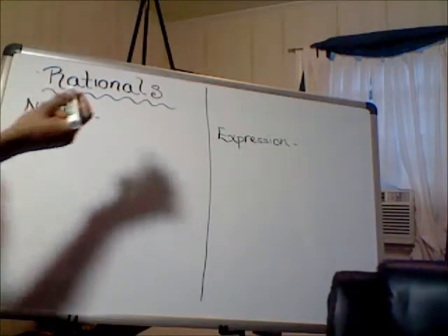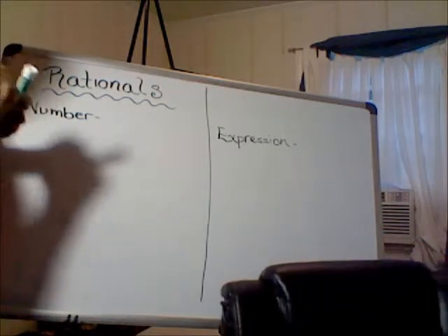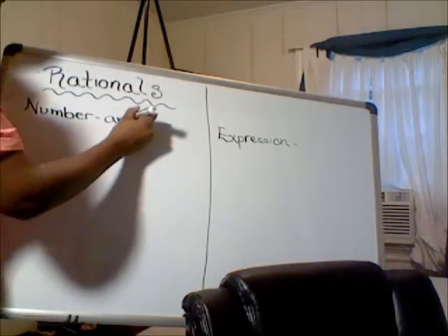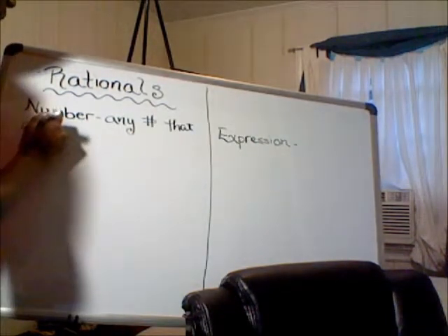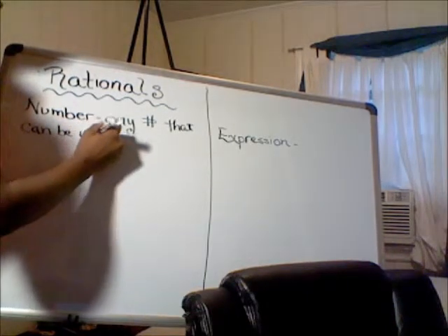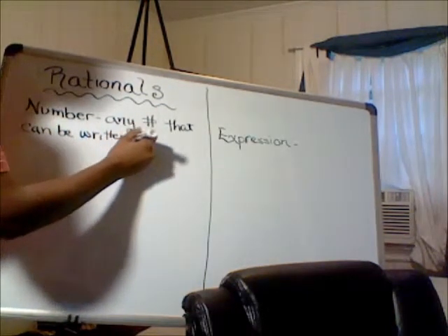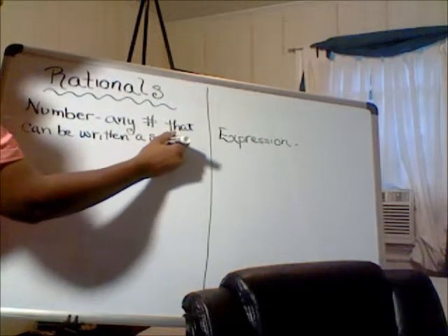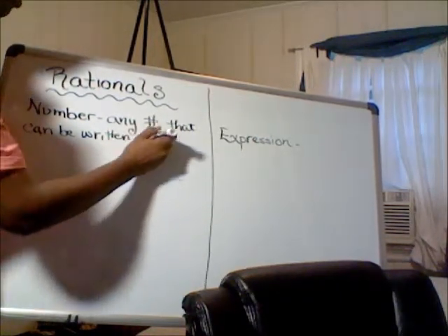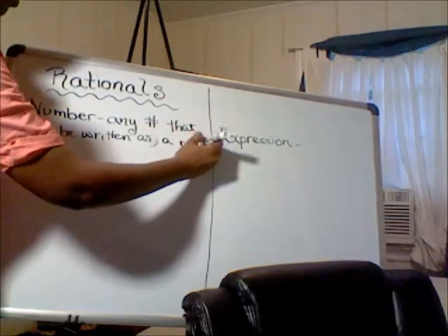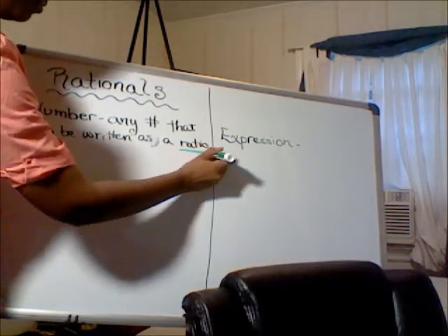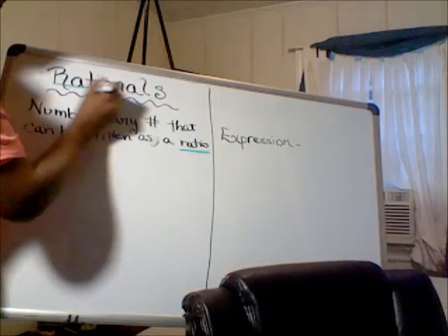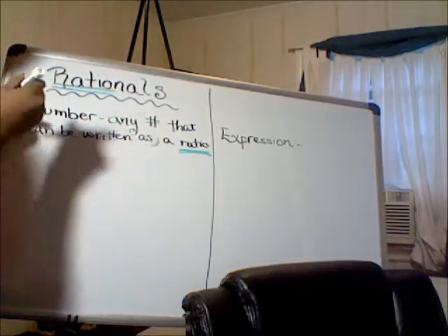A rational number is any number that can be written as a ratio. Do you guys see that key word in there? The key word is ratio. Rational. That can be written as a ratio.